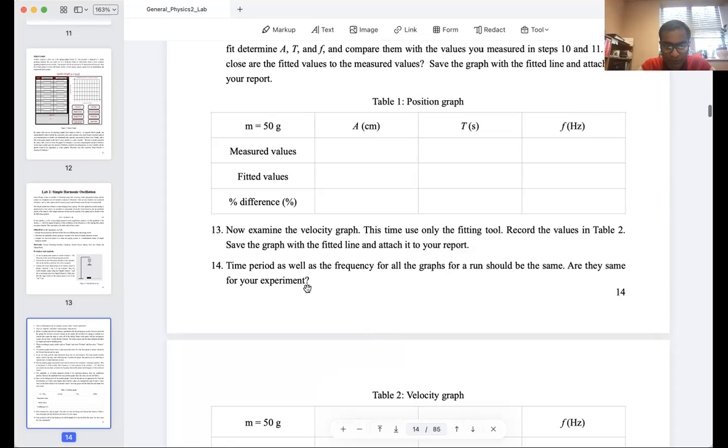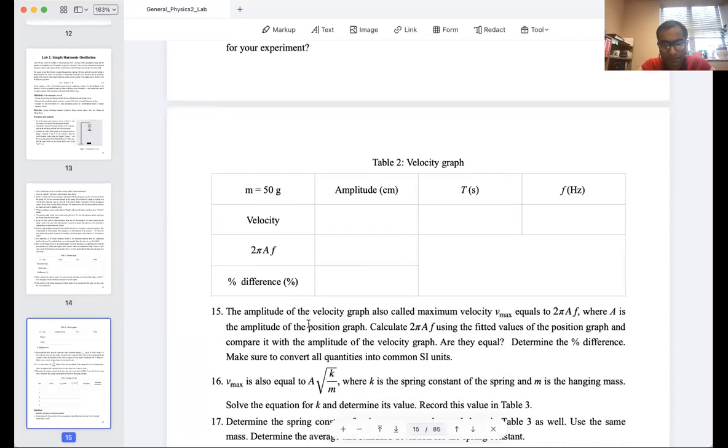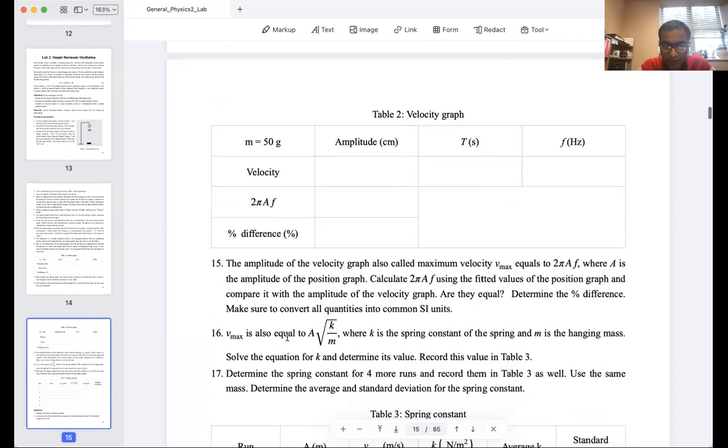So there is another question here. So put the number 14 and answer this question. For example, here there is a question about calculating 2 pi AF using the fitted values, so show the calculation here. And then there is another calculation here. So put a number 16 and calculate it. So first you have to solve this and then calculate it.